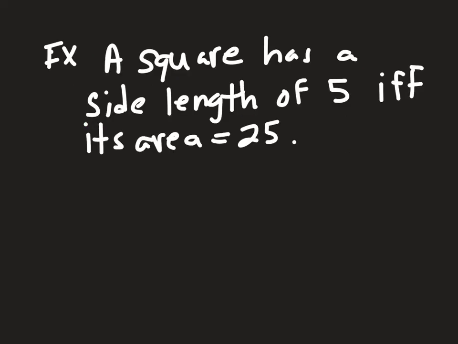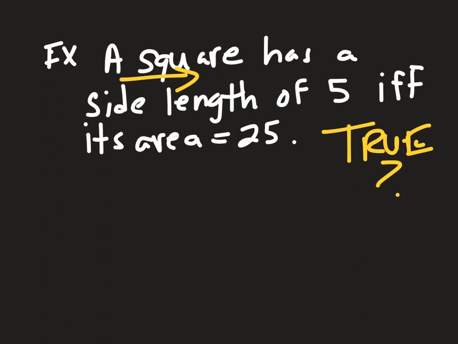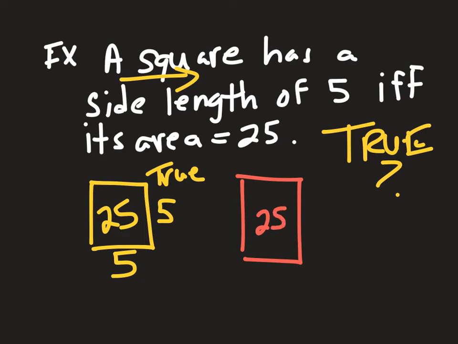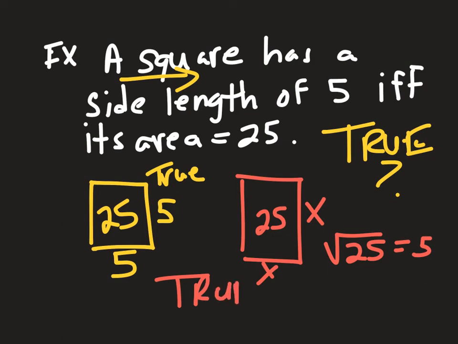So here we have a square. It has a side length of 5 if and only if its area is 25. And we're trying to tell, is this true? So let's go the first direction. A square has a side length of 5. Okay, well, if the side length is 5, I do know that the area is 25. So that part is true, right? But then I have to look at the backwards part. If I know the area is 25, do I know what the side length is? And I do, because that would be the square root of 25. So then it's going to be 5. And so this is definitely true. It's true both directions.